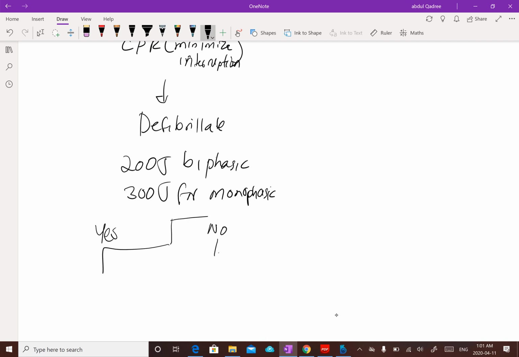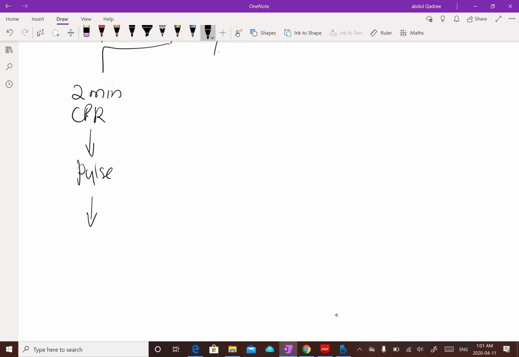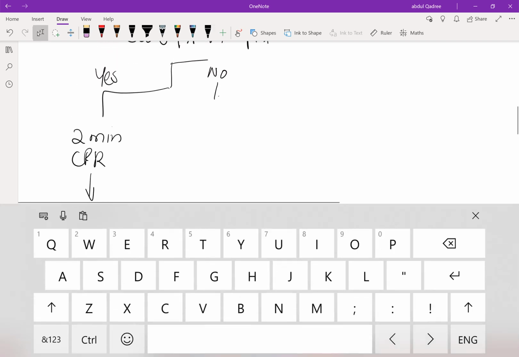We continue CPR for 2 minutes after, and then check the pulse. If the pulse is present, then we're going to go ahead and start post-resuscitation care, whatever you basically have to do for this patient in the hospital setting.